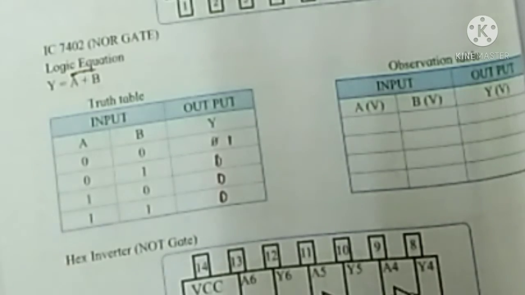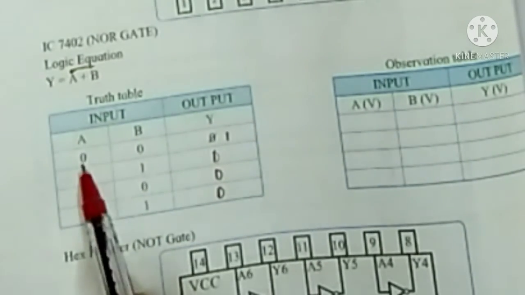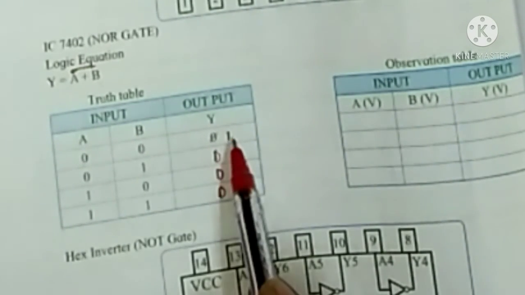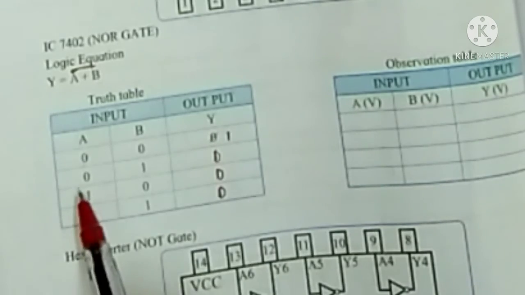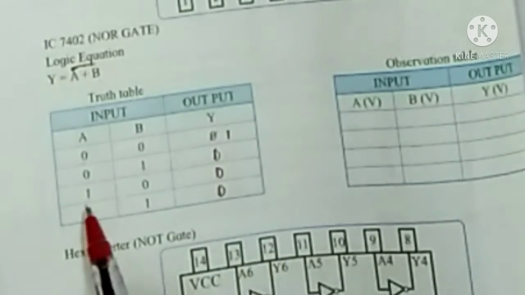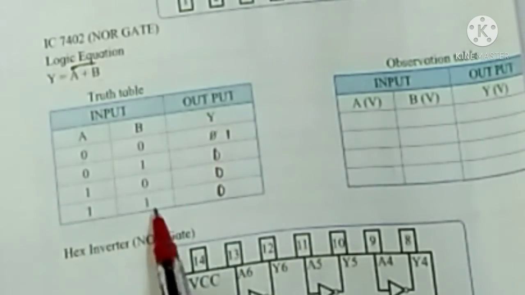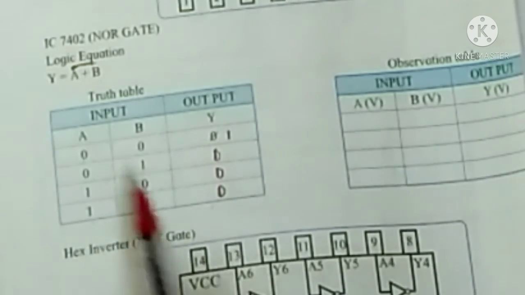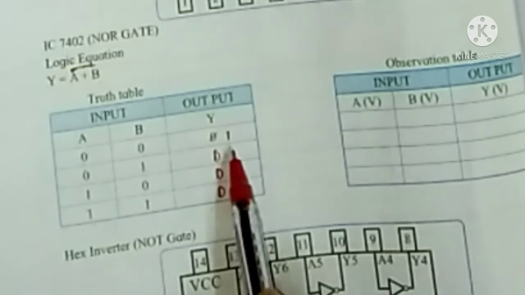In the OR gate, we get 0 plus 0 is 0, otherwise 1. But in this one, we get 0 plus 0 is 1, otherwise 0. Right? We want to verify that here. 0 plus 0 is simply 1 because of the negation. So 0 1 gives 0, 1 0 gives 0, and 1 1 is also 0.